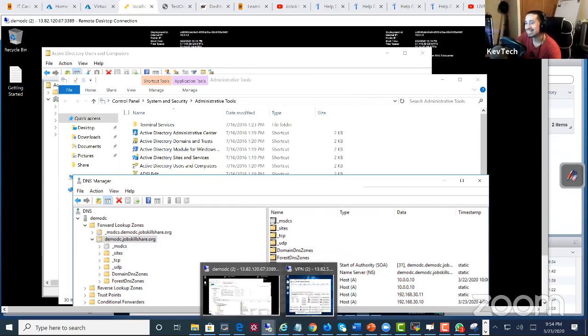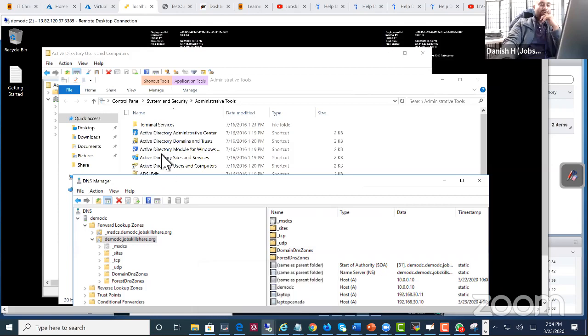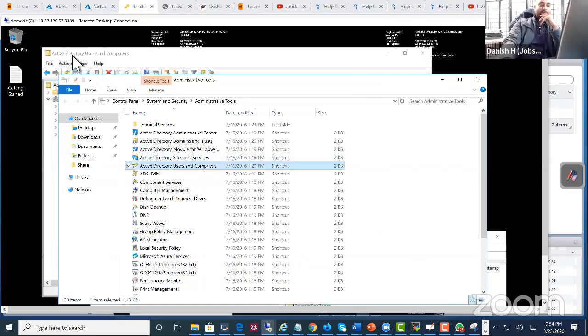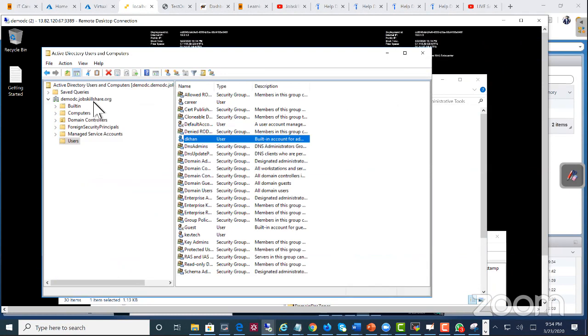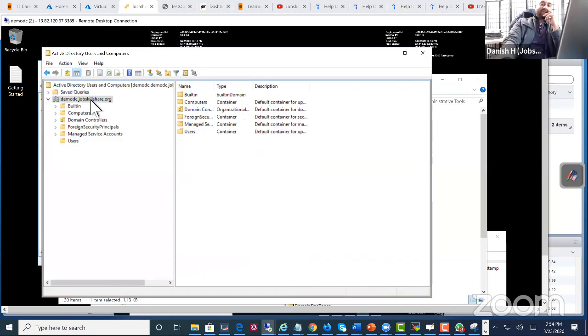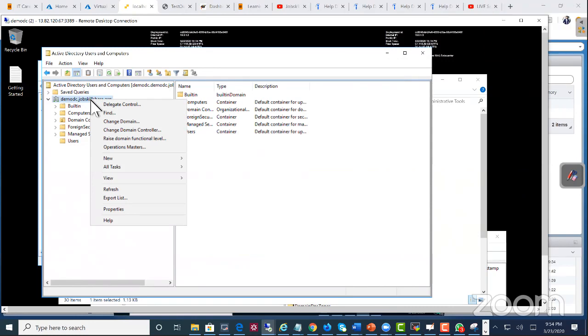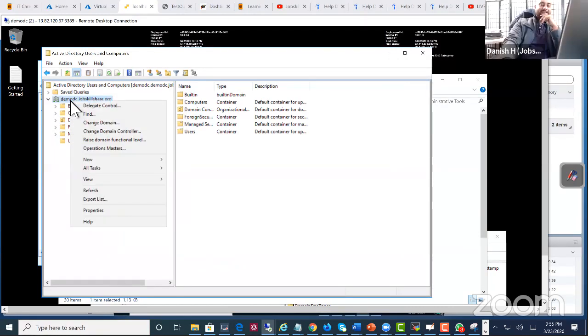demodc.jobskillshare.org. Is that even correct? How would you even verify it? Can you open what? Active Directory. There you go. If you have to find a NetBIOS name, where would you go? I'm already showing it to you guys. Come on, NetBIOS. If I have to install an application on a client machine, this is an Active Directory question right there.